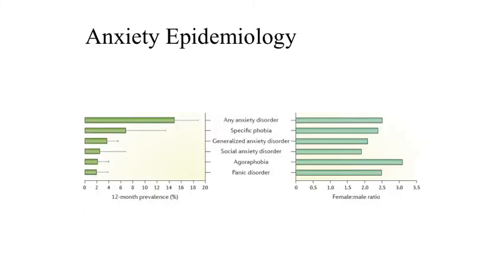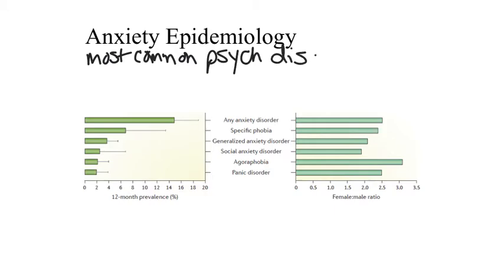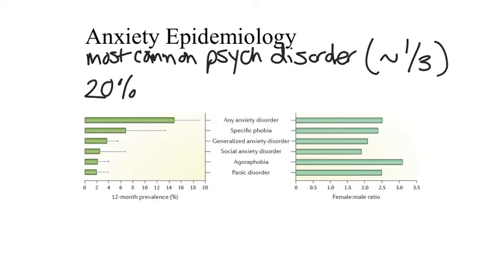As a group, anxiety disorders are the most commonly occurring psychiatric disorders. The lifetime prevalence of an anxiety disorder is about 35% of the population, meaning that about 1/3 of people will experience an anxiety disorder sometime in their life. The 1-year prevalence of anxiety disorders in adults is about 20%.